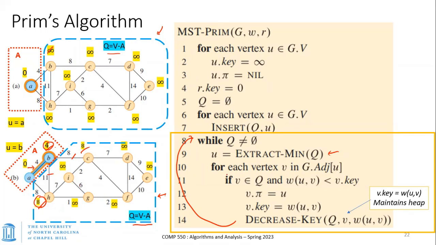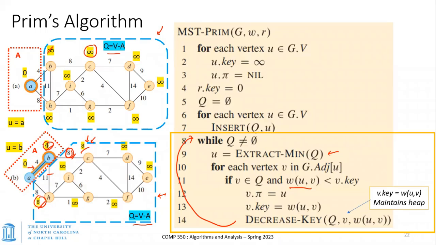Okay, and then you're going to update their weights. So this weight is going to become updated to 8. Why is that? Because the original key value was infinity, and now you're going to compare it with the weight of this particular edge, (u, v). And if this weight 8 is less than infinity, then you're going to change the key value to be 8.